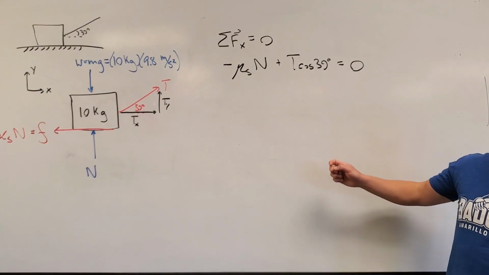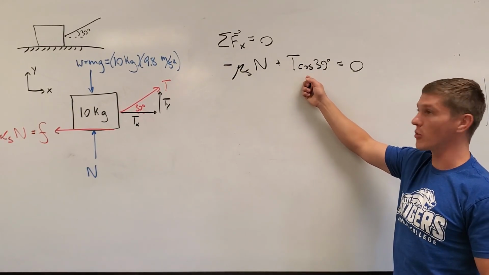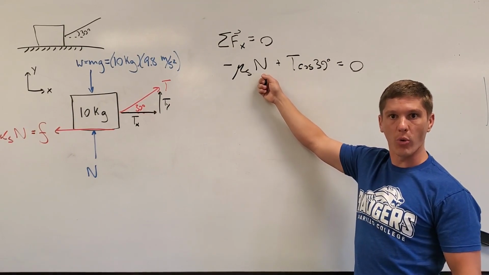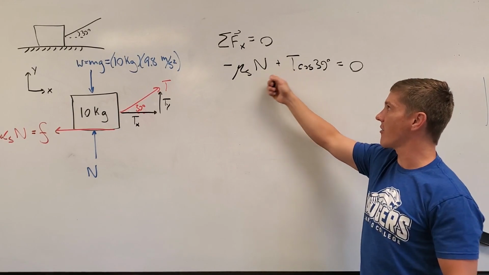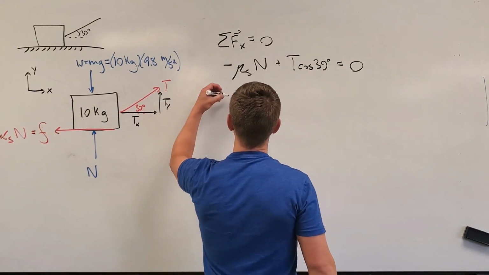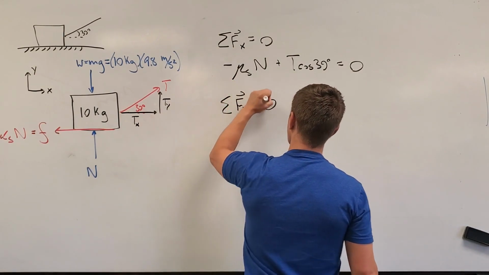Now, we're after tension in the rope. That's what the problem is asking for. But you can see that this equation also has a normal force in it, which we also don't know. So we only have one equation, but we have two unknowns. So we have to consider our second equilibrium equation, which is that the sum of our forces in the y direction is equal to 0.